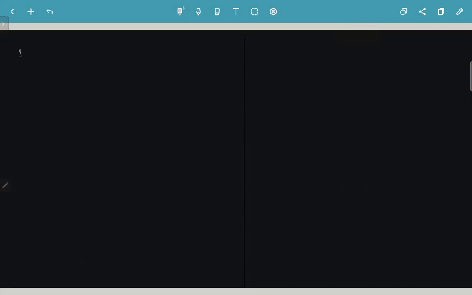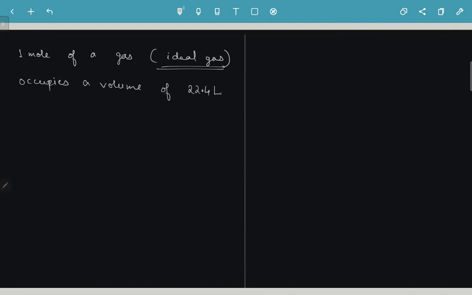It has been found that 1 mole of any gas, 1 mole of a gas, bracket में लिख लो ideal gas. We'll study about ideal gas and real gas in the chapter gaseous state. But for now, we'll consider all gases as an ideal gas. 1 mole of a gas occupies a volume of 22.4 liters at NTP.